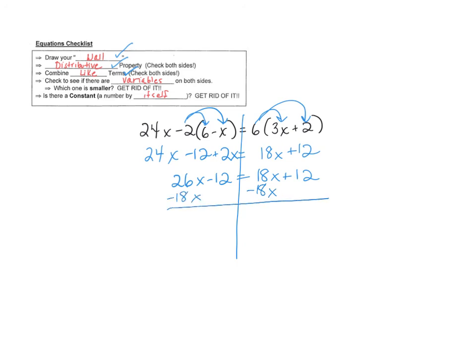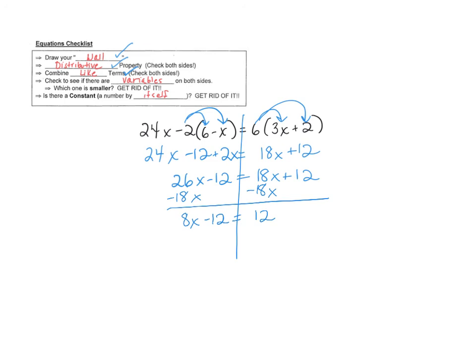Draw my wall across to show myself what is left. On the left-hand side, I had 26. I'm going to subtract 18. That leaves me with 8x on the left. Bring down that negative 12 equals just the 12 on the right, because the x's on the right-hand side are now gone because we subtracted away the 18x.